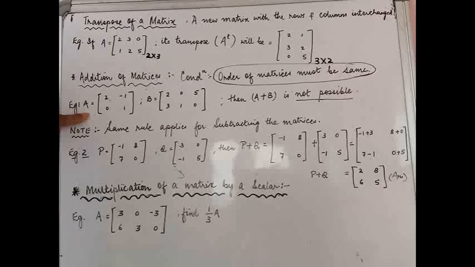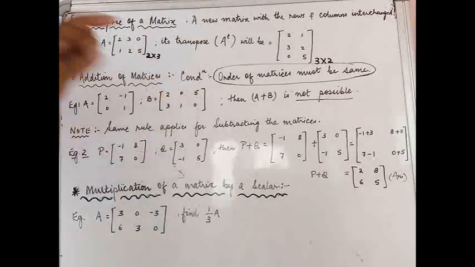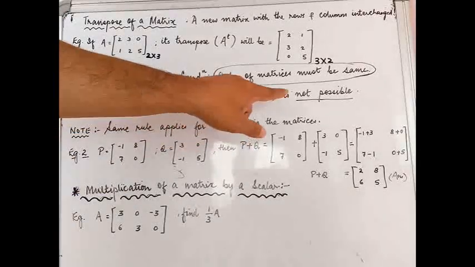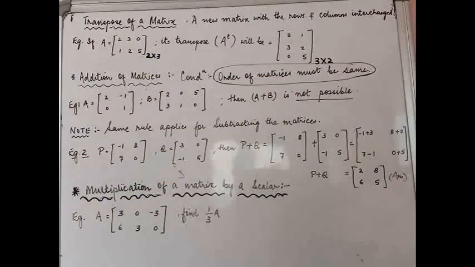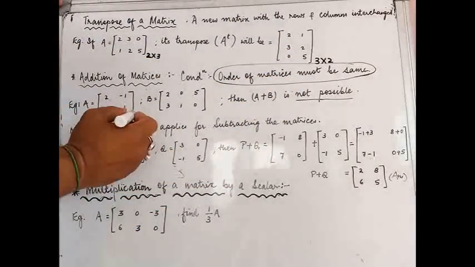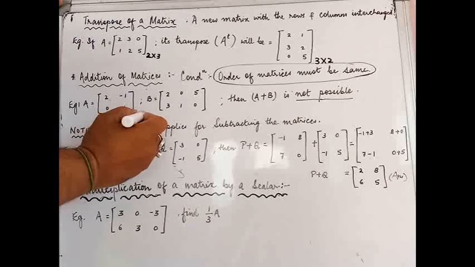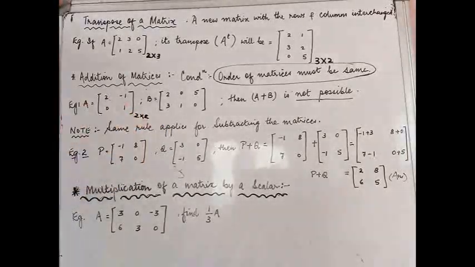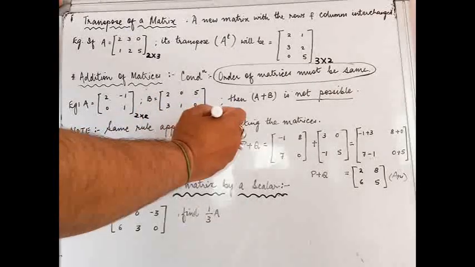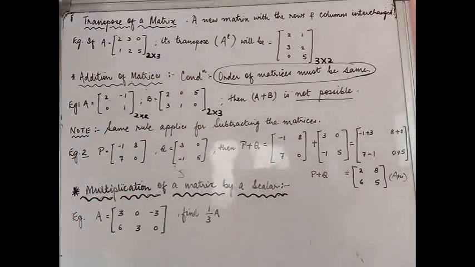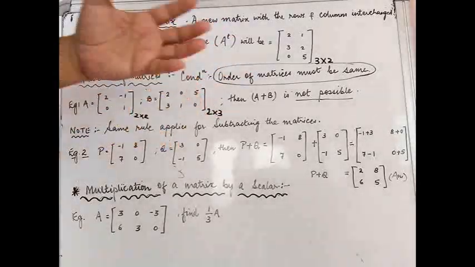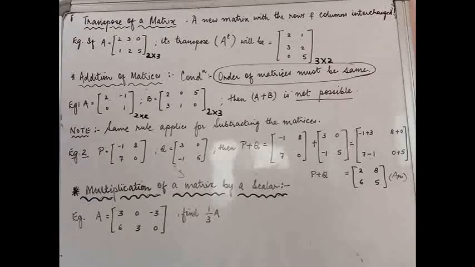Example 1, there is a matrix A, this matrix, and then there is a matrix B, which is this matrix. It says A plus B is not possible. Why is it not possible? Because if we write the orders of these matrices, the first one will have an order 2 by 2, whereas this one will have an order 2 by 3. The orders are not same, so their individual elements cannot be added.